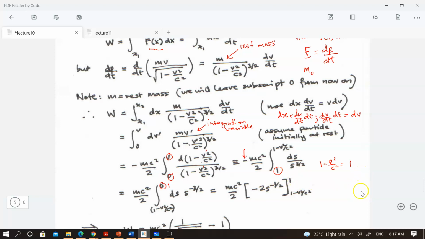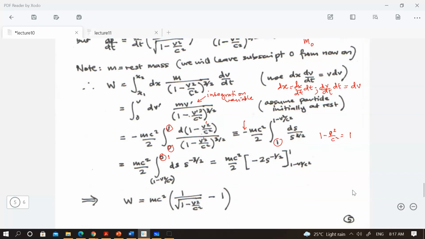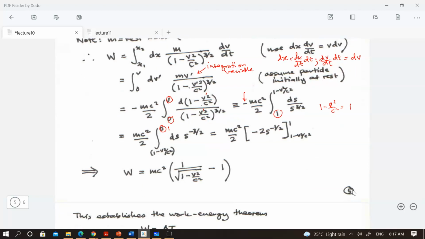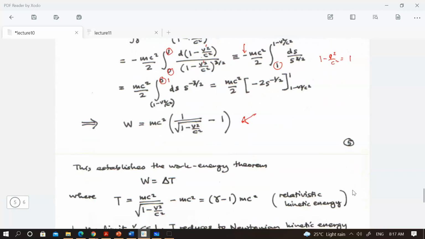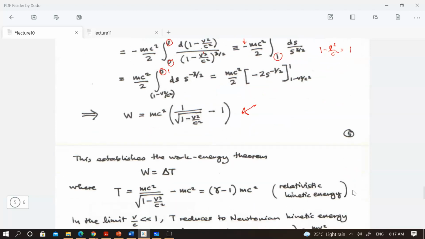Okay, so you just substitute the limits into the integrated form, and you'll find that your work done is given by this. And it's a good thing to have your work done being expressed in terms of a difference between two quantities. In fact, this will establish what we call the work energy theorem. And we have done classical mechanics before, that your work done is essentially the change in kinetic energy.